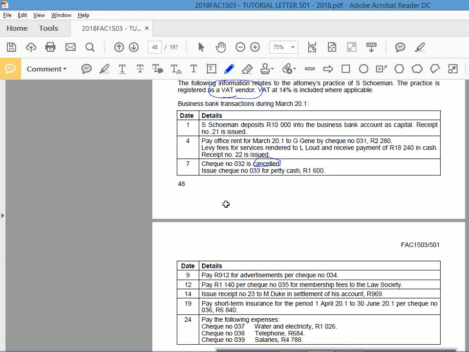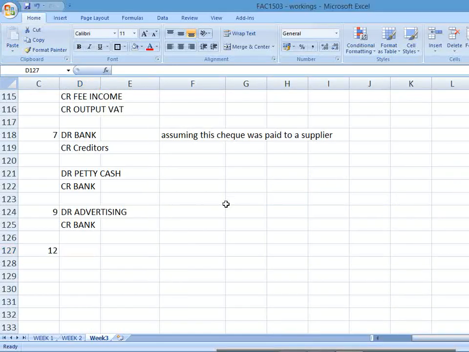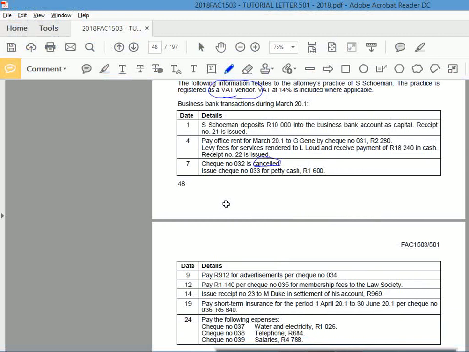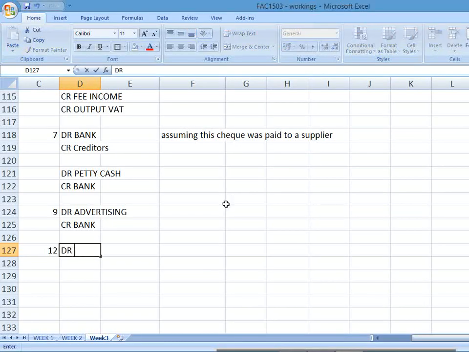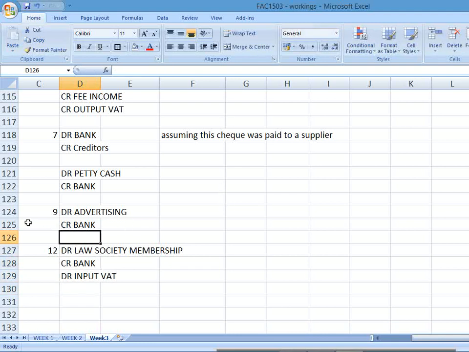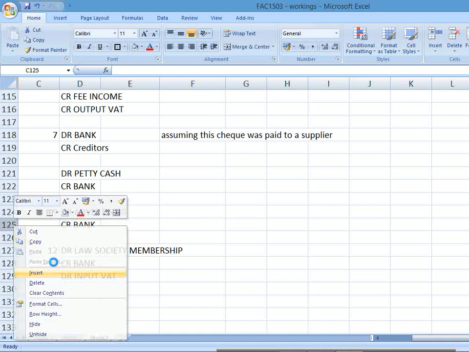Law Society one here. You mentioned it earlier. This is a nice example. Okay. Don't forget the VAT, guys. So while you're doing this, think about the VAT always, the VAT vendor.